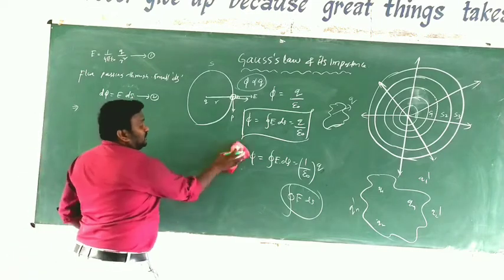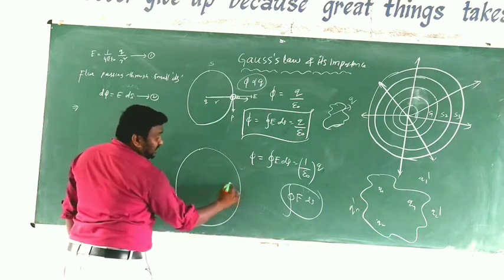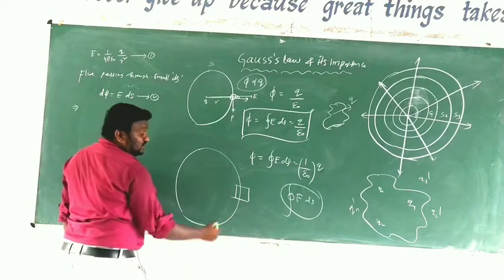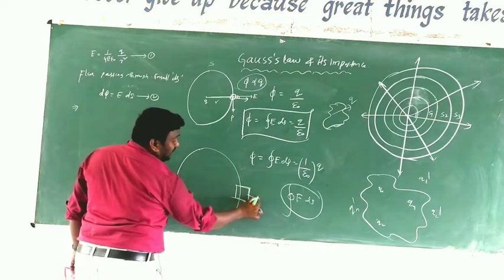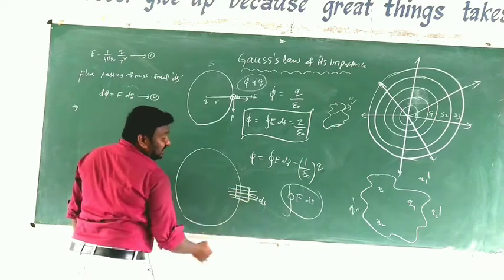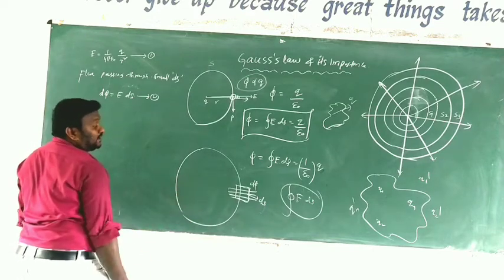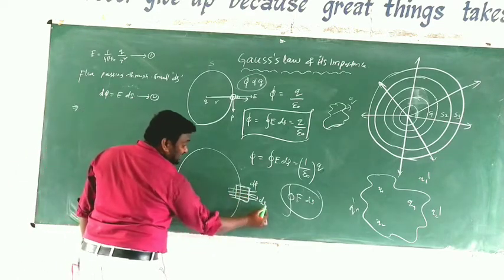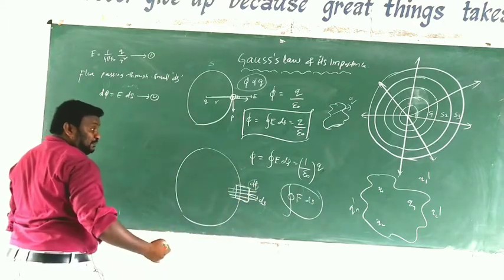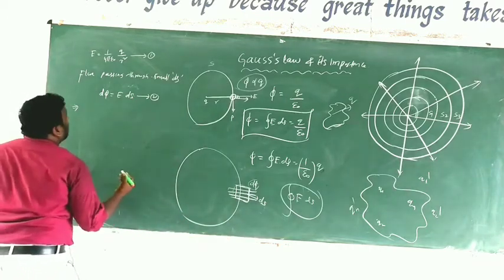Children, very simple. This is one sphere, the Gaussian sphere, the Gaussian surface. We are taking one small elemental surface, which is ds. Through that some flux passes. How much is it? d phi. So the surface area is ds and the flux is d phi. If you want the flux through the entire surface, we have to integrate on both sides.